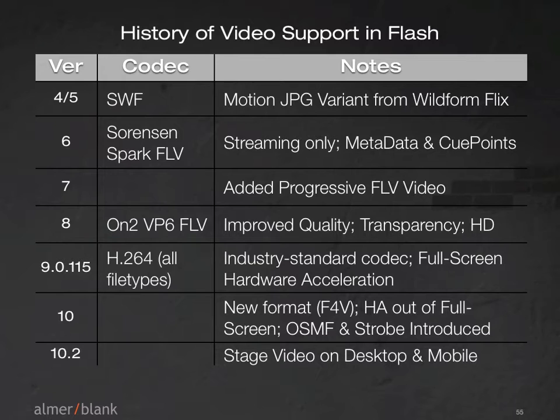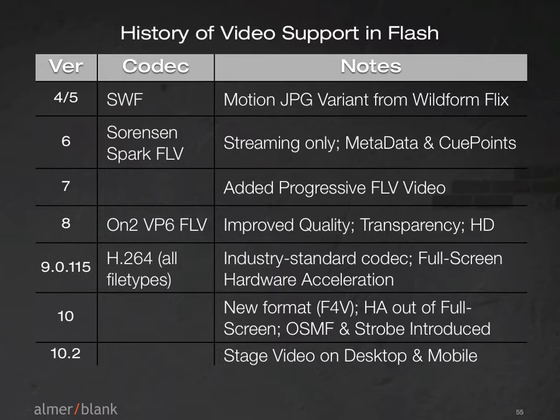Then in Flash 6, Adobe added the Spark codec to Flash. So the first generation of FLV used Spark, and it was actually pretty low quality also. But you needed Flash Media Server back in Flash 6 to deliver it. So then Flash 7, they gave progressive support to that. Flash 8, they added VP6. That was the really nice looking codec that convinced Hollywood to switch over. And that was in Flash Player 8.